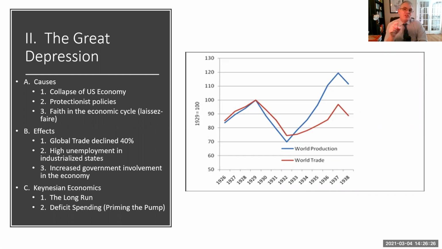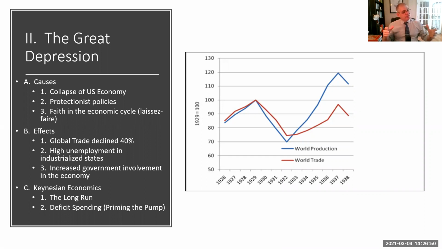Second, in industrialized states, there is going to be an increase in unemployment. And this is going to bring us to a very important feature. What starts to happen is obviously with unemployment comes economic hardship. And that's something we can all wrap our heads around. But the other thing is that it starts to lead to the questioning of capitalist theories.